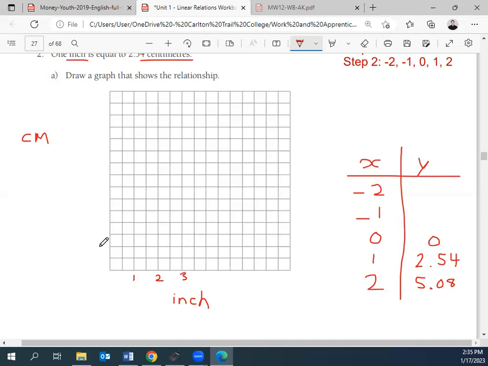Sure, we'll make it 4, 8, and 12. I'm not caring too much about being super precise, but I know when I get 1 inch, I get about 2.54 centimeters. When I get 2 inches, I have about 5 centimeters. And same thing, if I had 3, this is 2.54 times 3, I'd get 7.62 centimeters. So all I've done now is I've just plotted my graph.